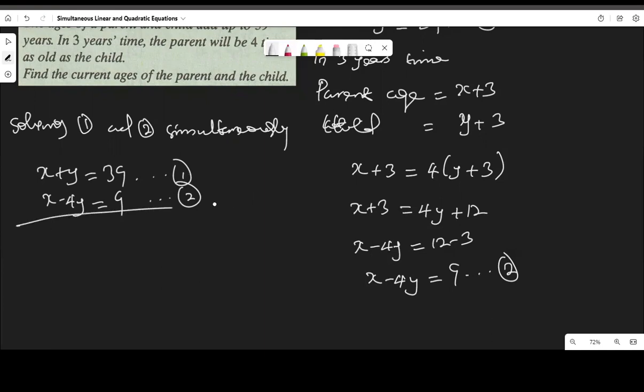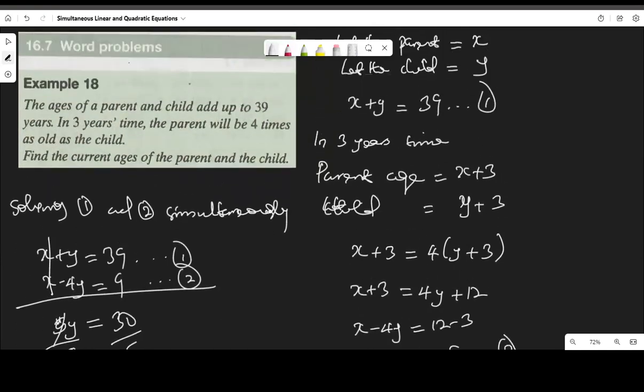Let's use elimination here, and I am eliminating X. To do that, I will need to subtract equation 2 from equation 1. So X minus X is 0. Y minus minus 4Y will be Y plus 4Y, which is 5Y, equal to 39 minus 9, which is 30. Divide both sides by 5. So y is equal to 30 divided by 5, which is 6. So the child age is 6 years old.